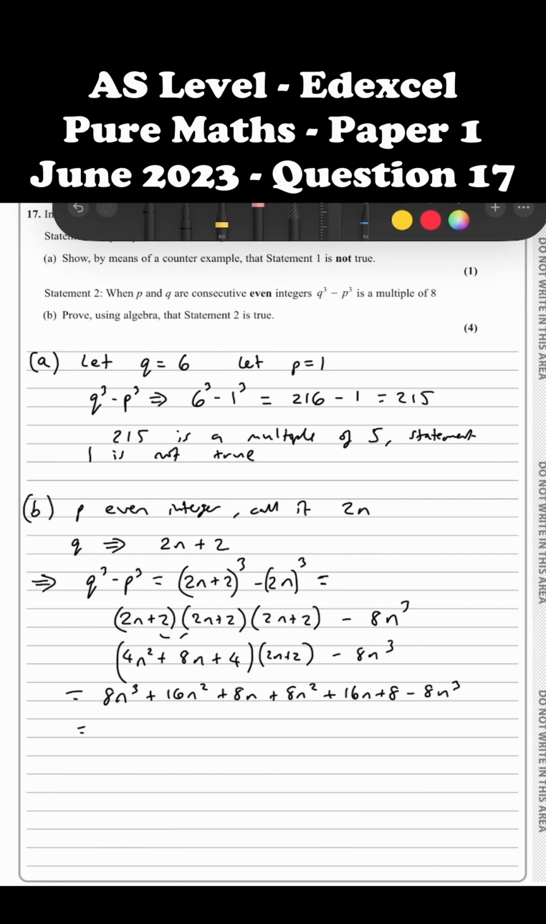Once I've tidied all this up, the n cubes are going to clear out, so we're going to have 24n squared plus 24n plus 8. You can take 8 out of this. Therefore, it is a multiple of 8, as n is an integer. And we are done. Statement 2 is true.